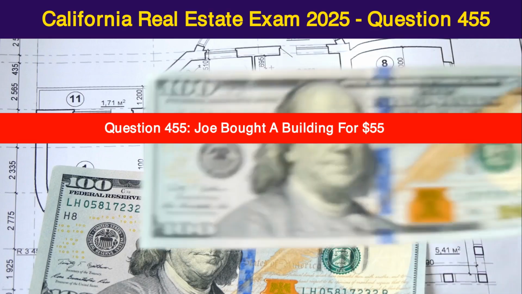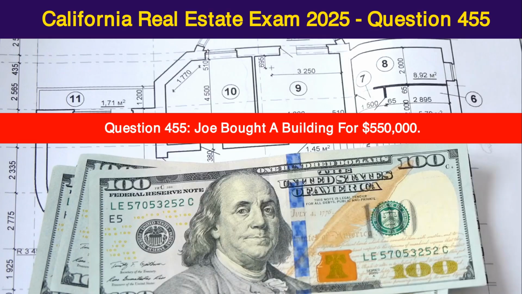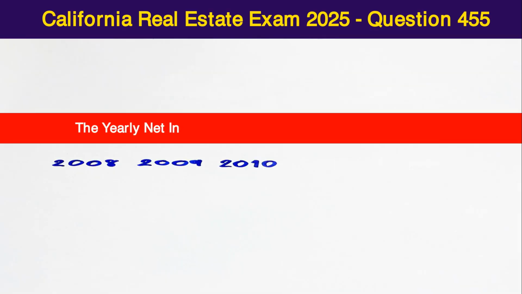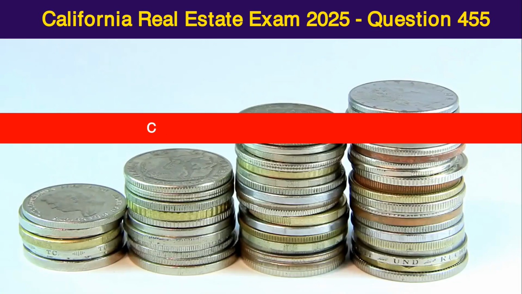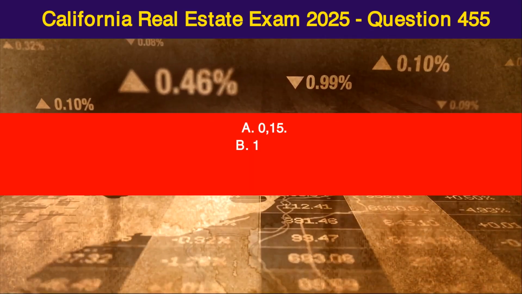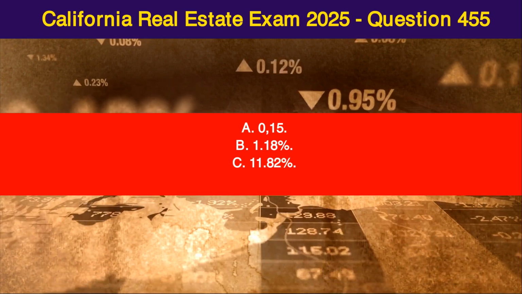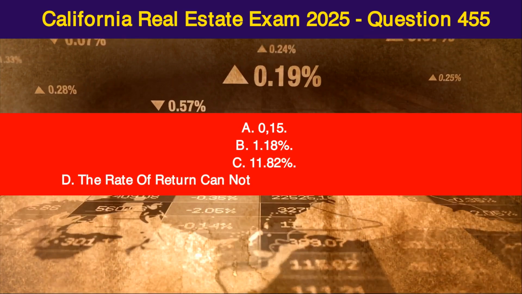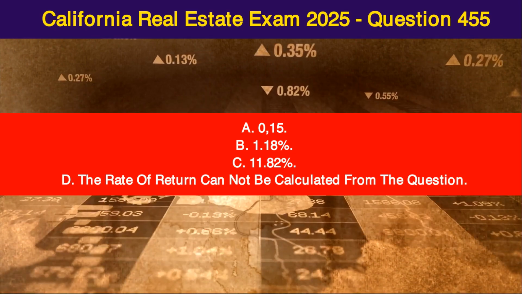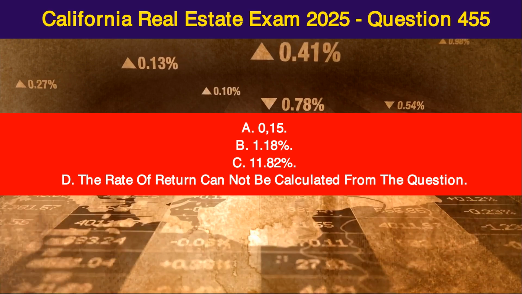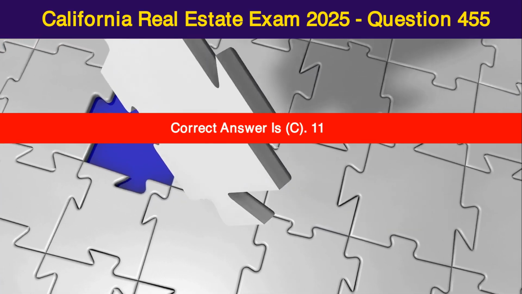Question 455. Joe bought a building for $550,000. The yearly net income produced by the building is $65,000. Calculate the rate of return for Joe. A. 0.15. B. 1.18%. C. 11.82%. D. The rate of return cannot be calculated from the question. Correct answer is C.